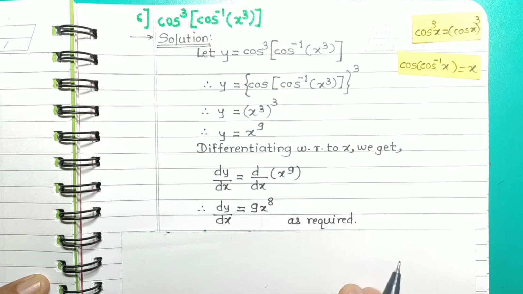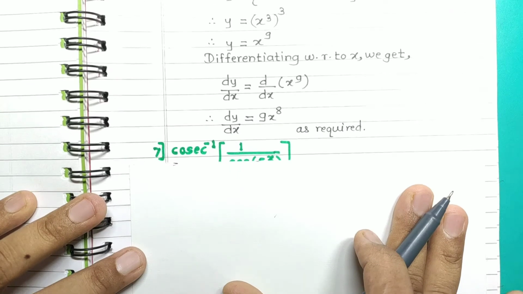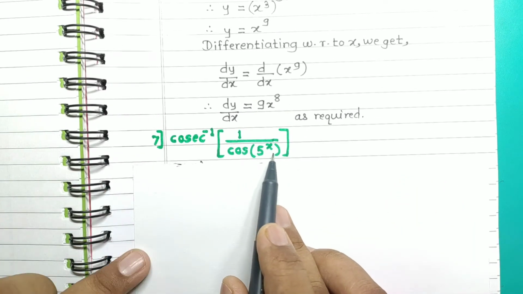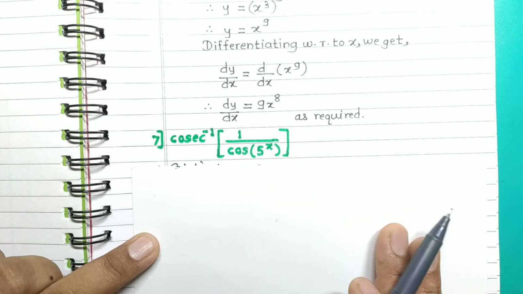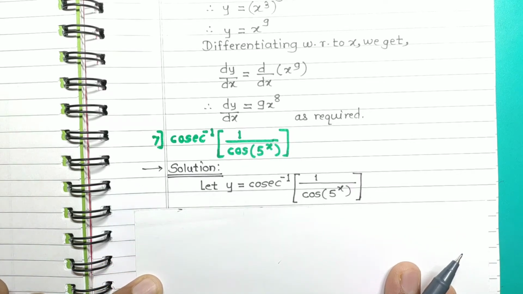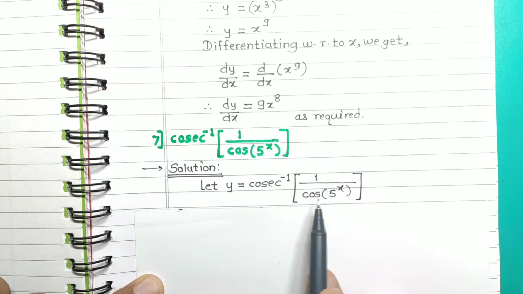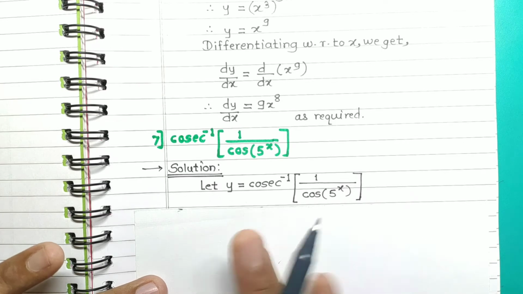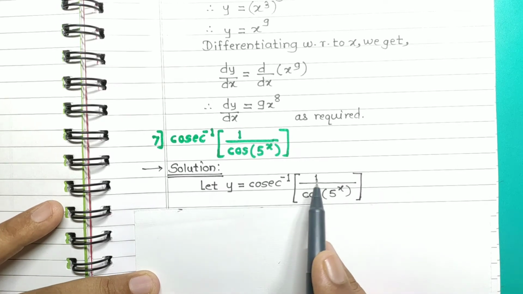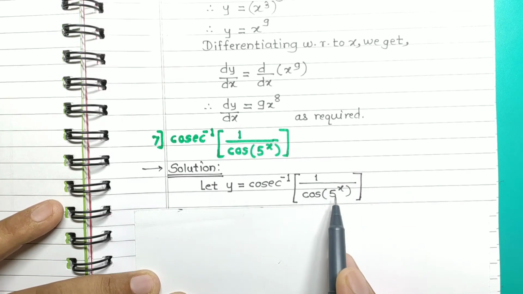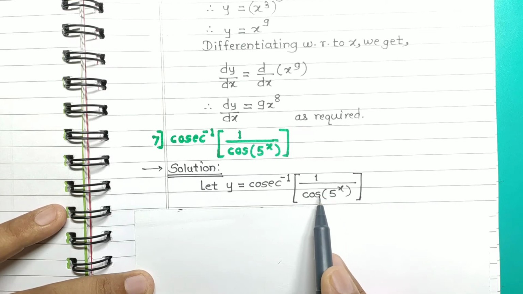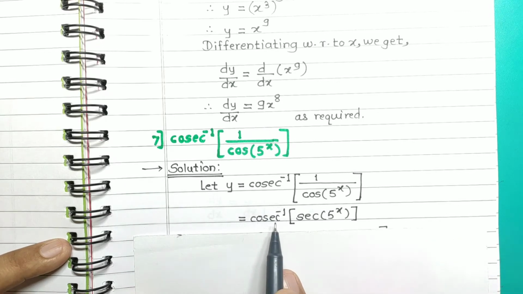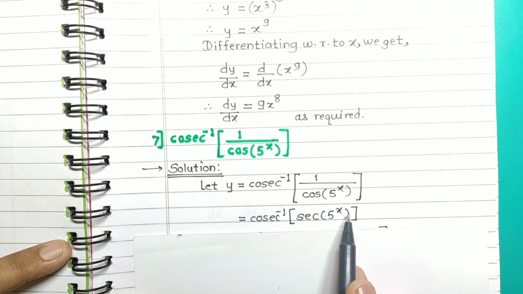Okay, then the next function is, see, cosec inverse of 1 upon cos of pi raised to x. We have to find its derivative. In the solution, let it be y. So y is equal to cosec inverse of 1 upon cos of pi raised to x. So see here, some simplification is possible. Here 1 upon cos, we can write it as sec of pi raised to x. So let's write like that, cosec inverse of sec of pi raised to x.